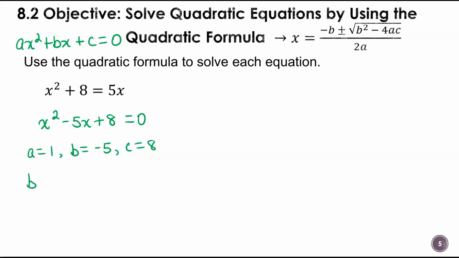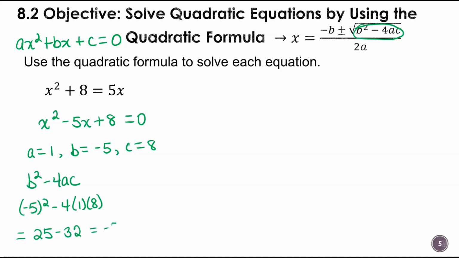Okay, and then I'm going to plug that into my b squared minus 4ac. Remember, that's just that part, the discriminant under the radical. So negative 5 squared. Also be careful when you square a negative. This will be 25, just like it was on the previous example. Minus 4 times 1 times 8. So this is 25 minus 32, or negative 7. So that is my number that's going to go under the radical.